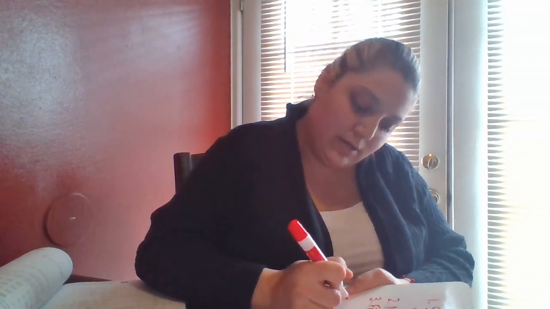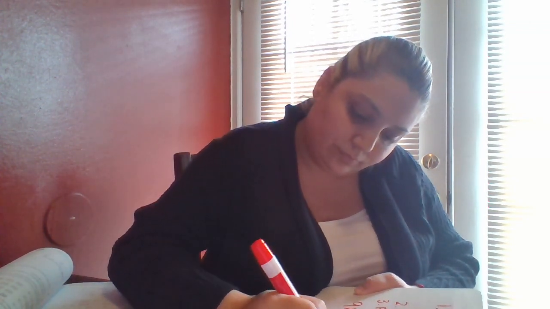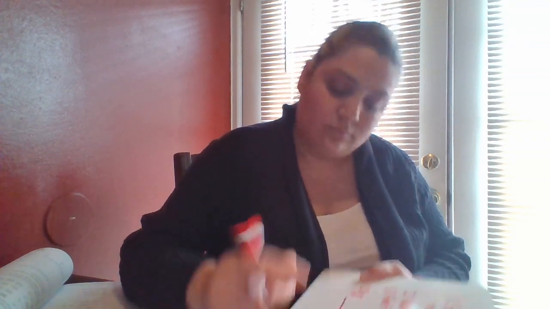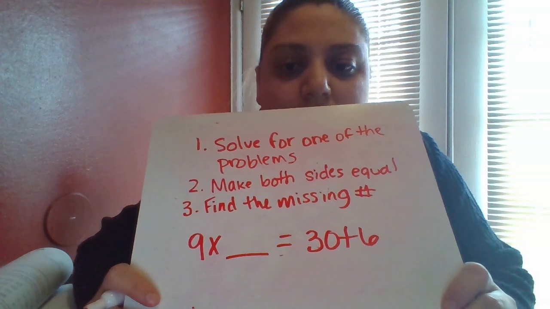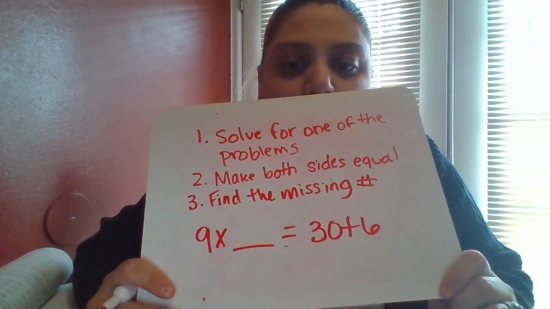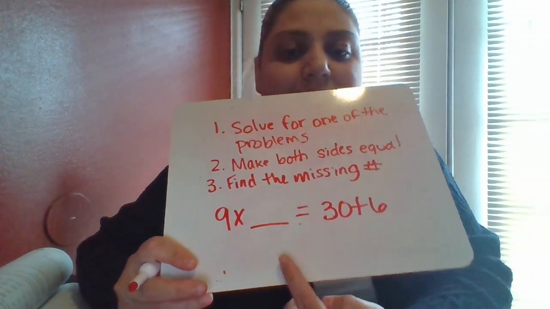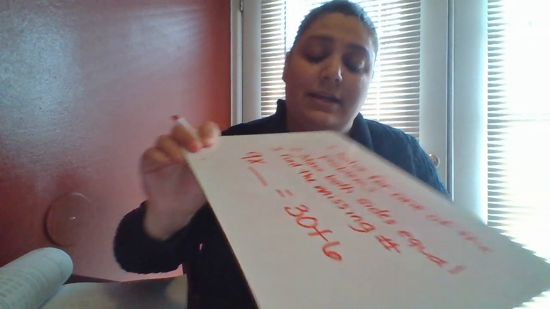Okay, so 9 times what equals 30 plus 6? So if I follow my steps, I need to solve for one of the problems first. So since I can't do 9 times blank, I'm going to do 30 plus 6. I can do that. So 30 plus 6 would be 36.